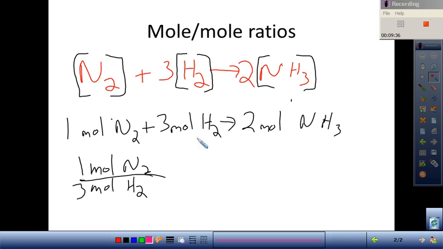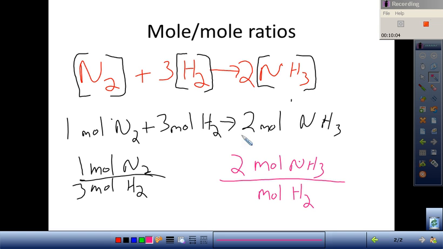Now, I can do that ratio for any of these guys. Let's say I want to know my moles of NH3. I want to know what ratio of moles of NH3 do I get for every mole of H2. It's a mole-to-mole ratio. Well, I just take the numbers from here. 2 moles of NH3 for every 3 moles of H2. It's a 2 to 3 ratio.